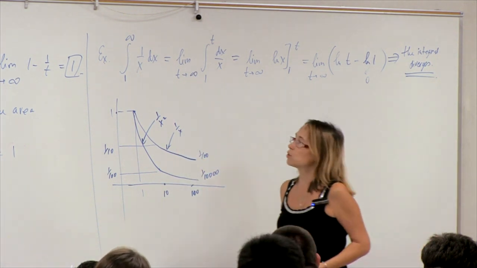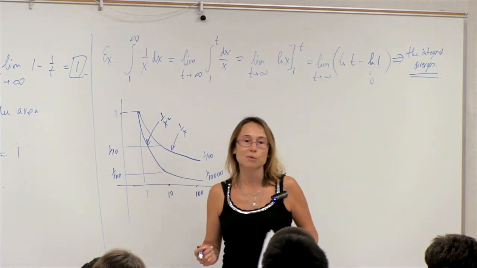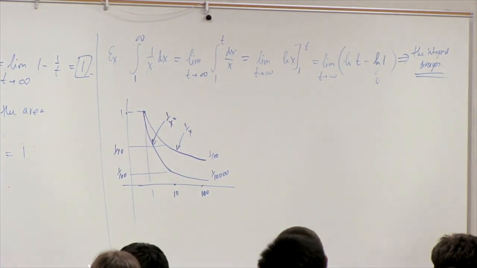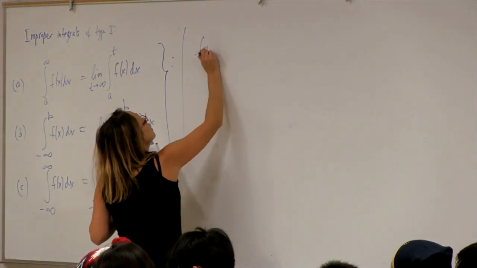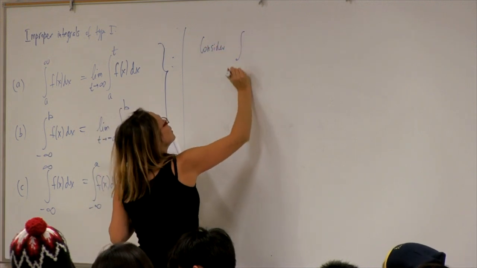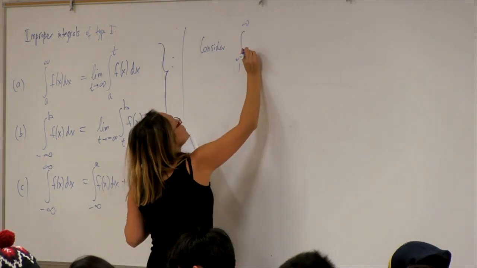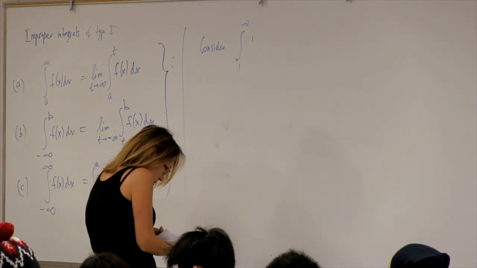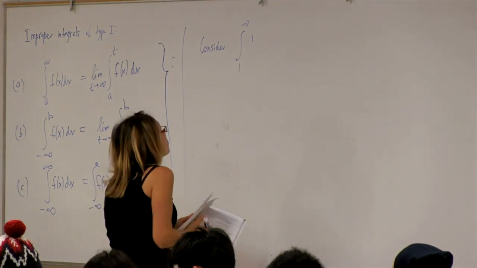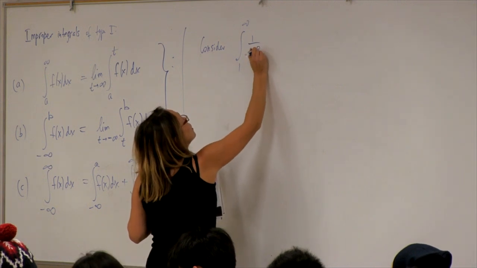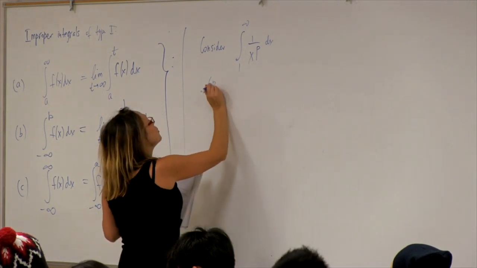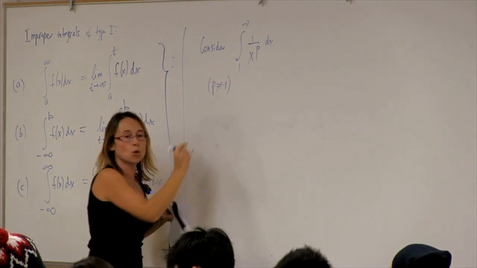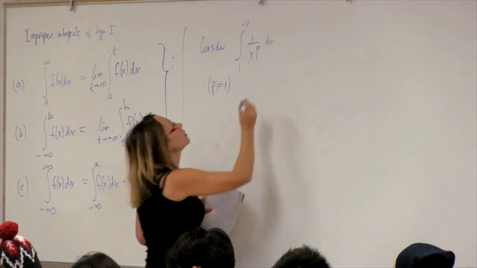So somehow it works out that this sums up to a finite number equals 1, and this one diverges. Okay? So an interesting question is, when we look at all such curves, when do they converge and when do they diverge? So this is the question that we pose next. Consider an integral from 1 to infinity of 1 over x to the p dx. And we assume that p is not equal to 1. We already know what happens when p is equal to 1.